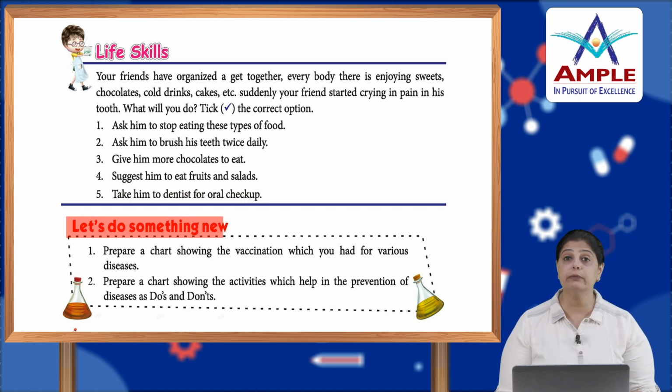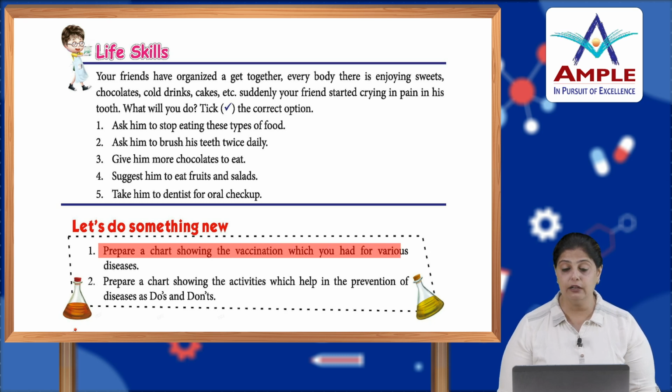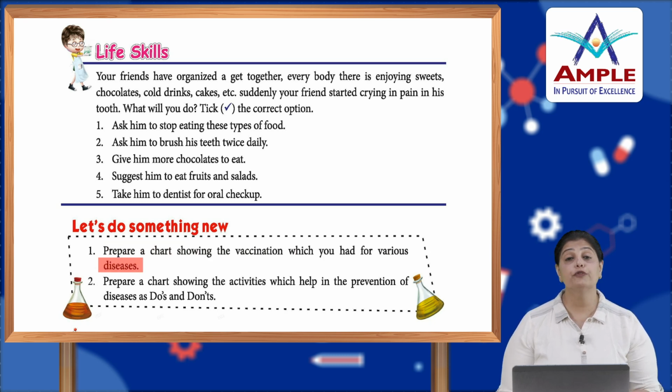Okay, now let's do something new. You have to prepare a chart showing the vaccinations you had for various diseases. If you talk to your parents, they will tell you that when you were small and your vaccinations had started, a chart was made wherein the date was mentioned when you got a particular vaccination. You can take a copy of it to see the various vaccinations that you have taken at various stages of your life.